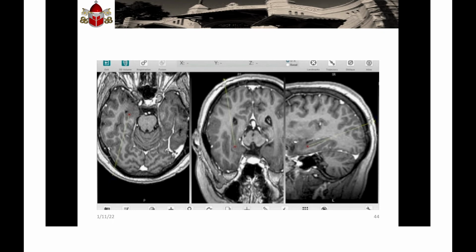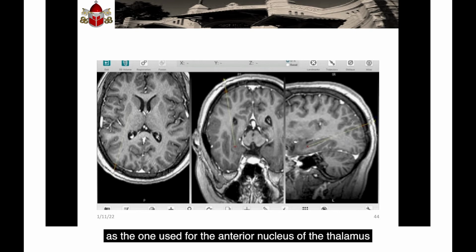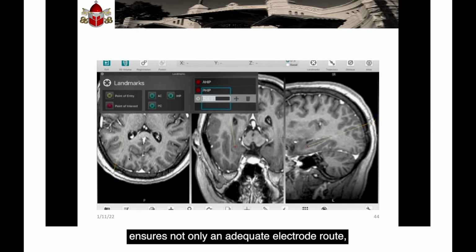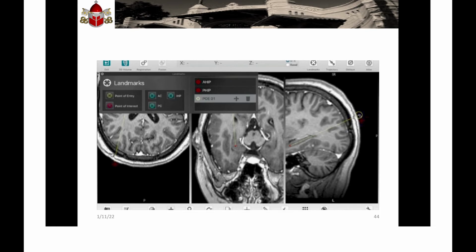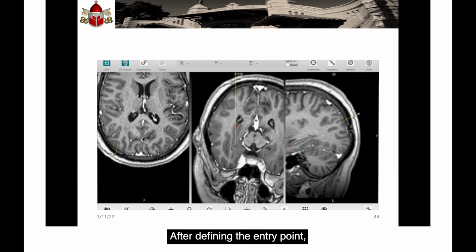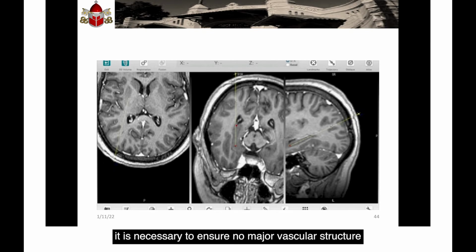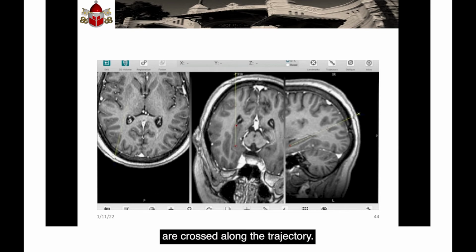A heart cannula, as the one used for the anterior nucleus of the thalamus and the centromedian nucleus, ensures not only an adequate electrode route, but also penetration within hardened structures such as a sclerotic hippocampus. After defining the entry point, it is necessary to ensure no major vascular structure or superficial or deep sulci are crossed along the trajectory.